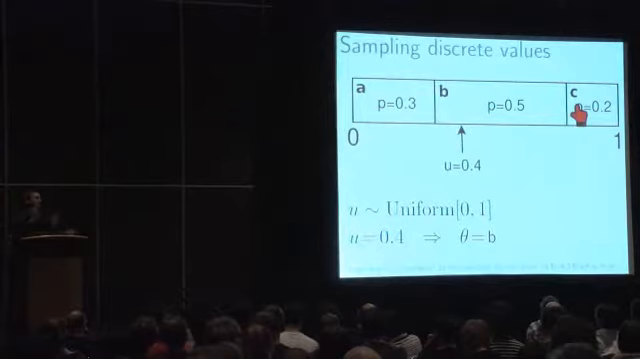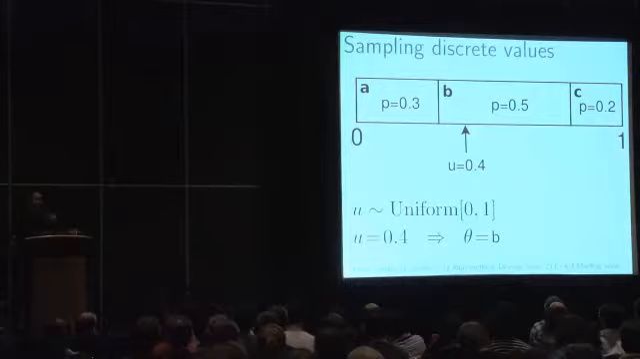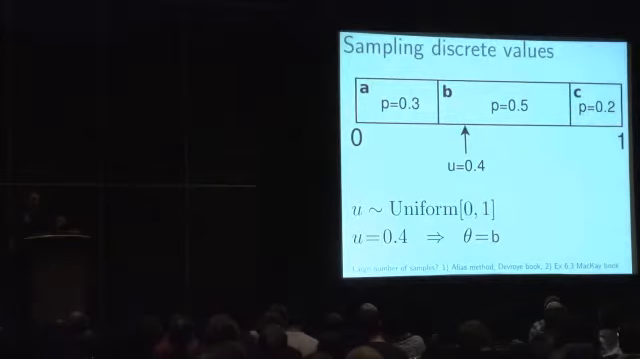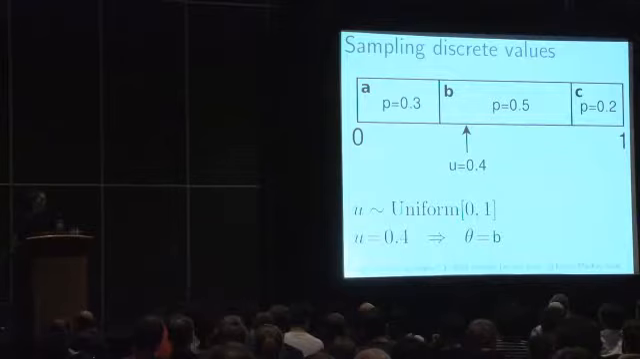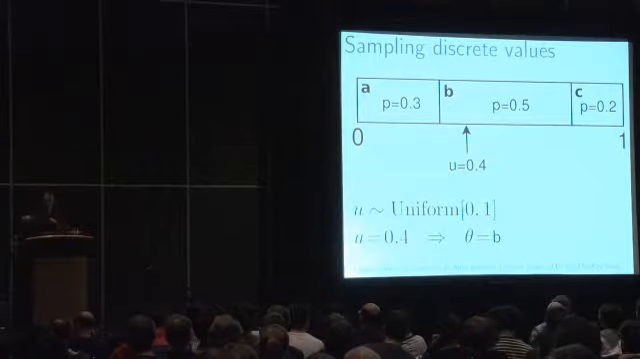So the probability of getting a C here is 0.2, so I've got a stick of length 0.2. You lay those sticks side by side, and because probabilities add up to 1, your stick is of length 1. You draw a random number between 0 and 1, here 0.4, and that tells you to sample the value b. So any discrete distribution we know how to sample from, there's no big problem, unless maybe there's a huge number of values on this stick.